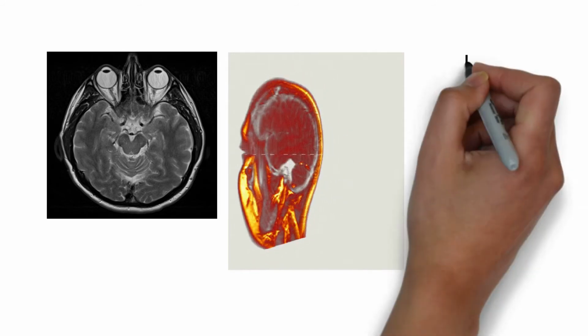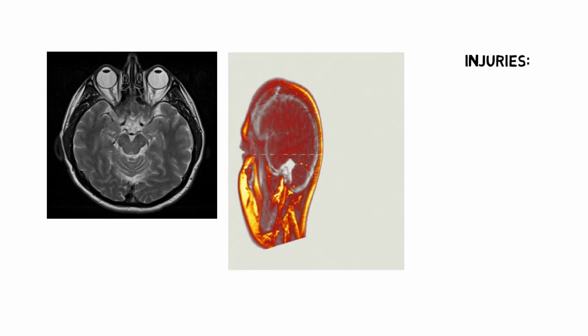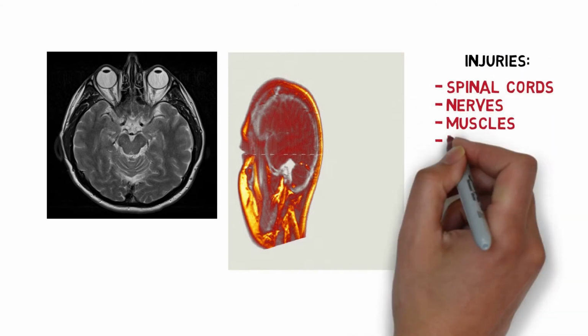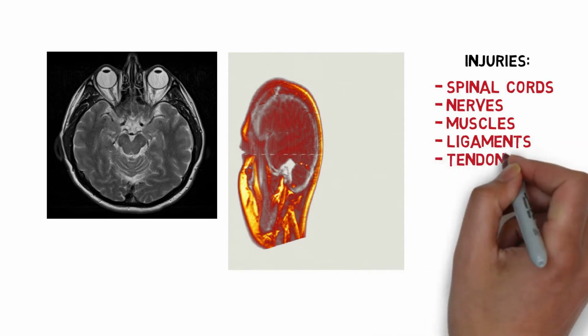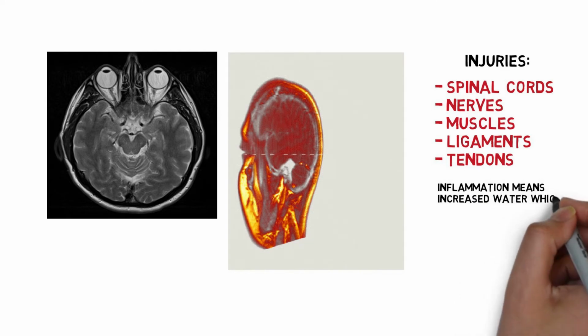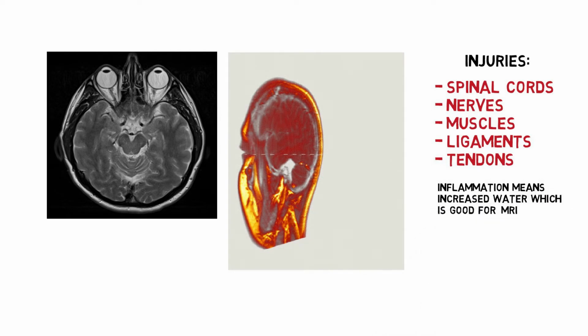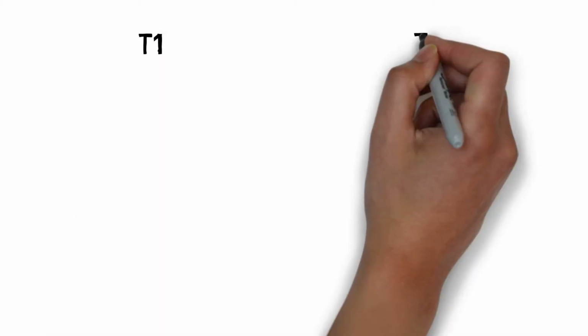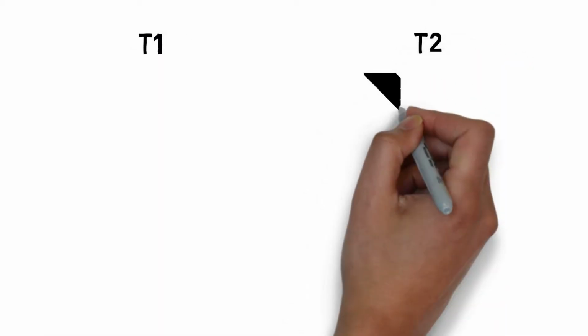This is why most soft tissue injuries, like those seen in spinal cords and nerves, muscles, ligaments, and tendons, are all imaged with MRI. Injuries to these structures tend to cause inflammation and the resultant increase in water in the injured tissue. There are two main kinds of MRI. The first is T1 weighted and the second is T2 weighted.